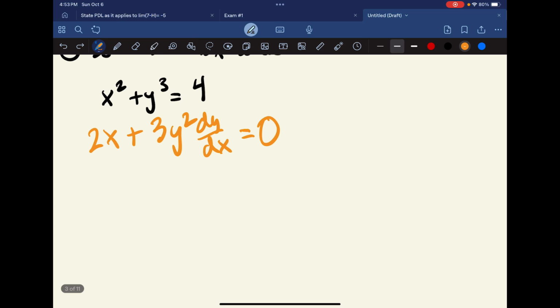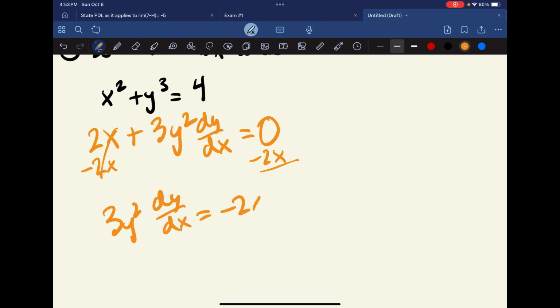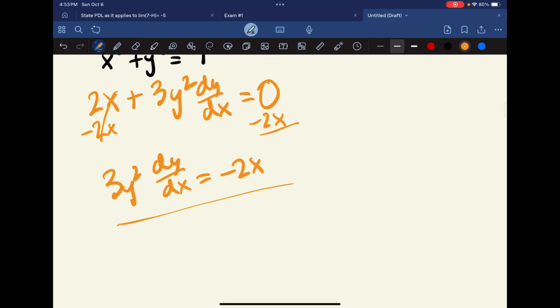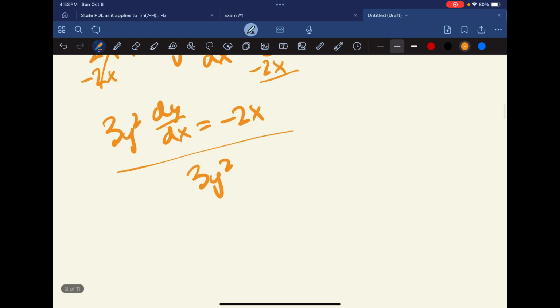So the first thing we do is we subtract 2x from both sides. So that becomes 3y squared times dy dx equals negative 2x. And then now we want to get dy dx by itself, so we just divide by 3y squared. So dy dx equals negative 2x divided by 3y squared.